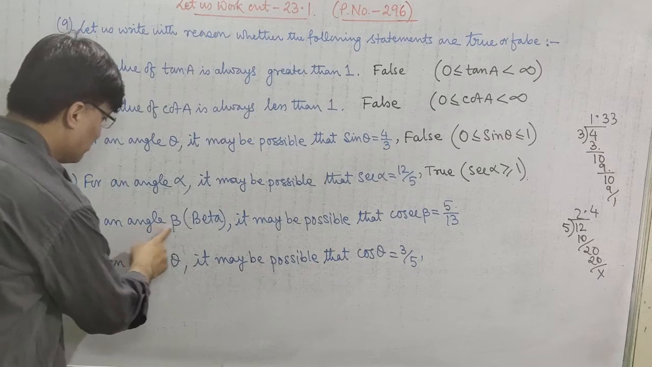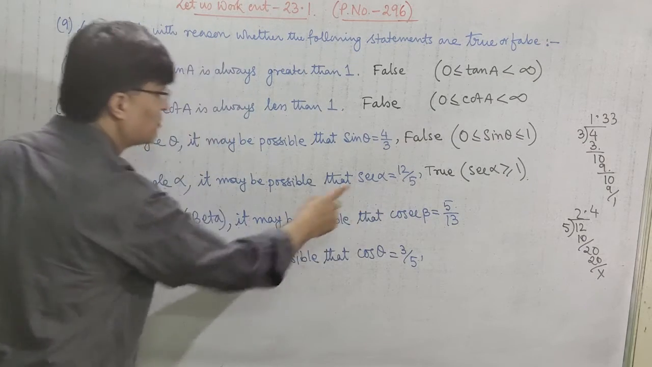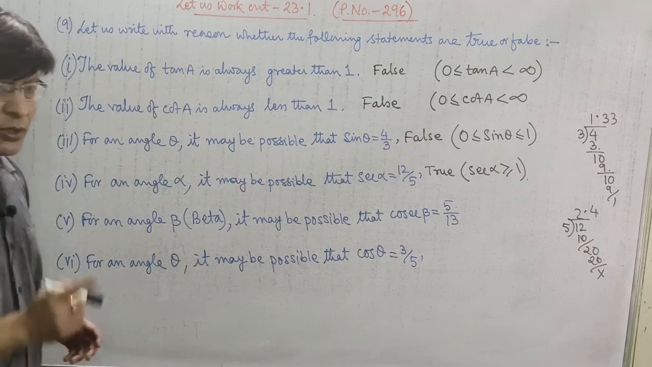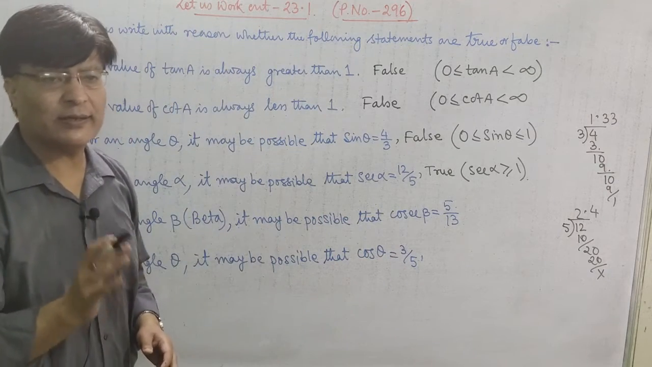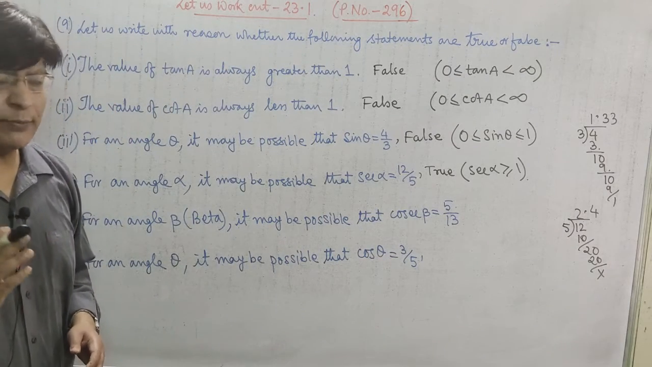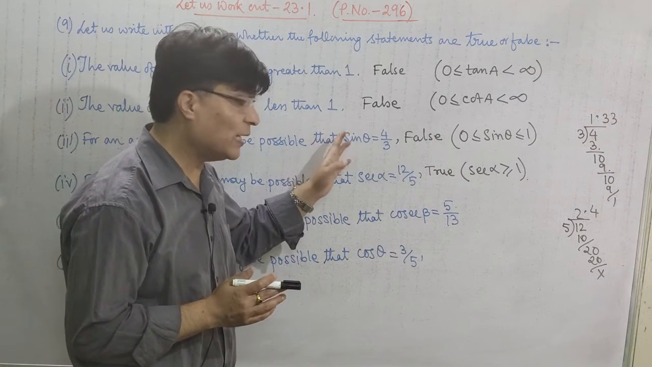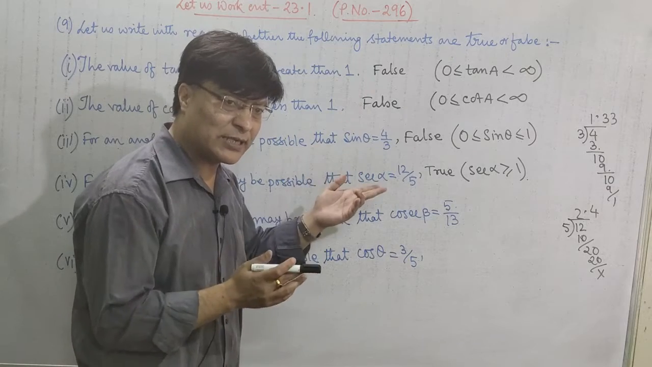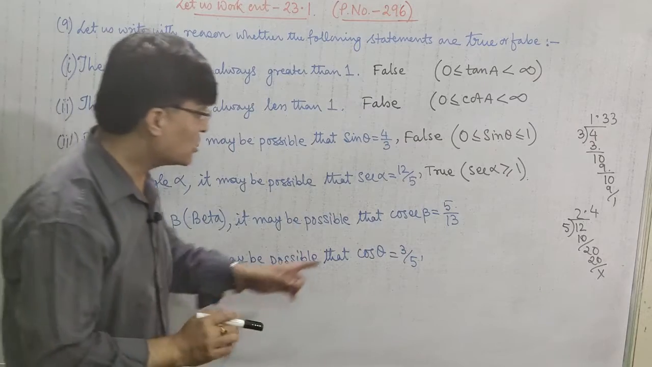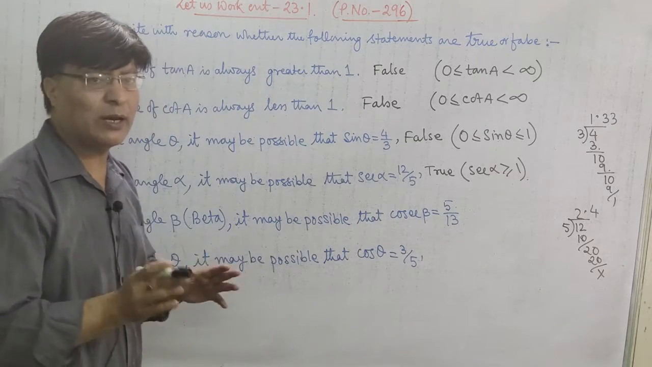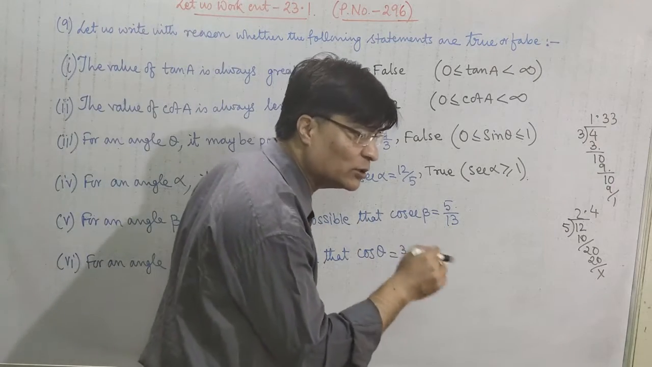Now, for an angle beta, this is read as beta, this is a Greek letter. It may be possible that cosec beta is equal to 5 by 13. So I already told you that the value for cosec beta is always greater than or equal to 1. This cosec beta is just the inverse of sine beta. If sine beta lies within 0 and 1, cosec beta does not lie between 0 and 1 because they are opposite functions. So cosec beta should be greater than or equal to 1.